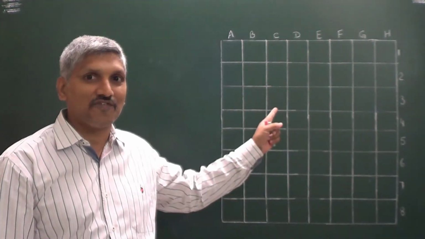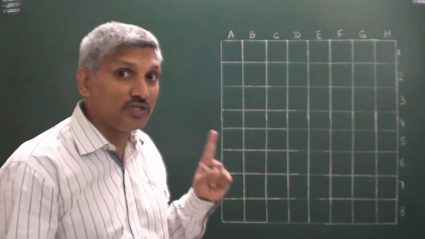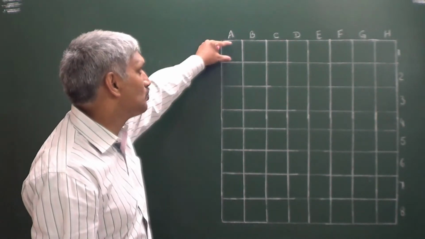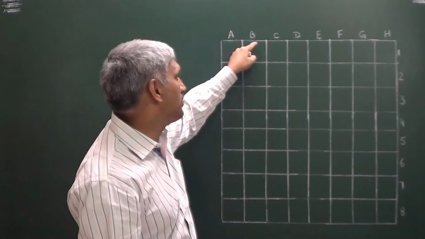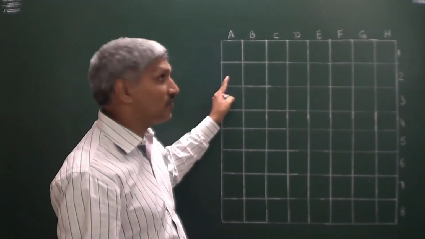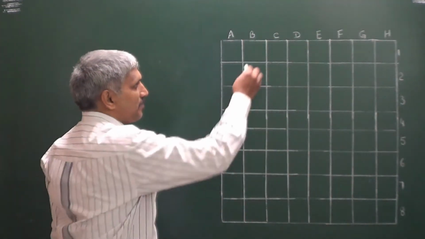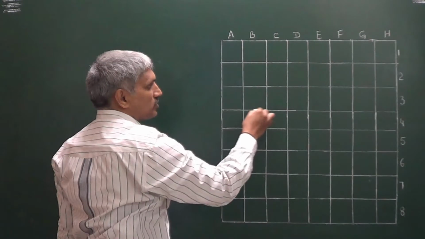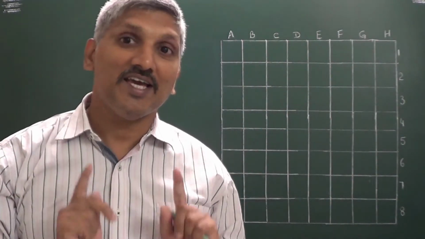Don't say 64 squares. Yes, here there are 64 squares, but those 64 squares are small squares. But you can observe A, B, 1, 2, this total is also a square. A, B, C, 1, 2, 3, this is also a square. But he is asking the total number of squares in a chessboard.